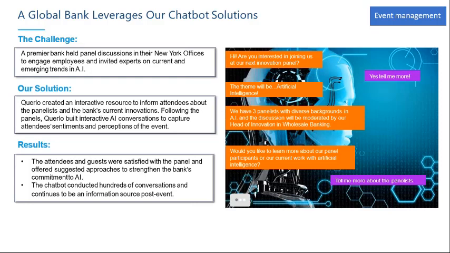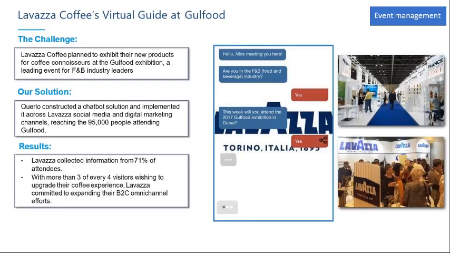This is an example of a bank. It's a global bank interacting with the attendees in a panel discussion in New York. But let's go to the next one. This is a conference, so we can go to the next one.